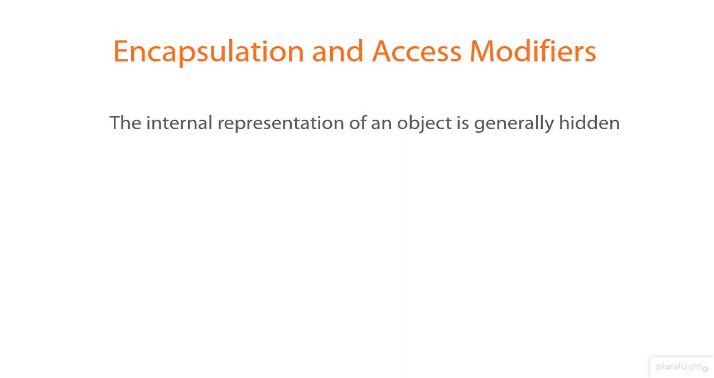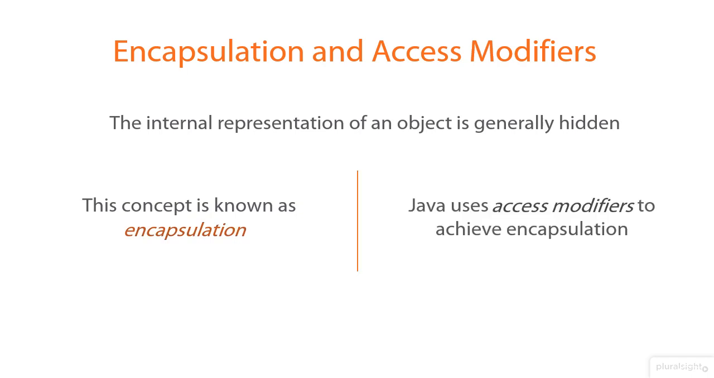The user of an object shouldn't have to know a whole lot about the way that object is built. And so the idea of hiding this internal representation is an idea we call encapsulation. And in Java, the way we achieve encapsulation is by using access modifiers.